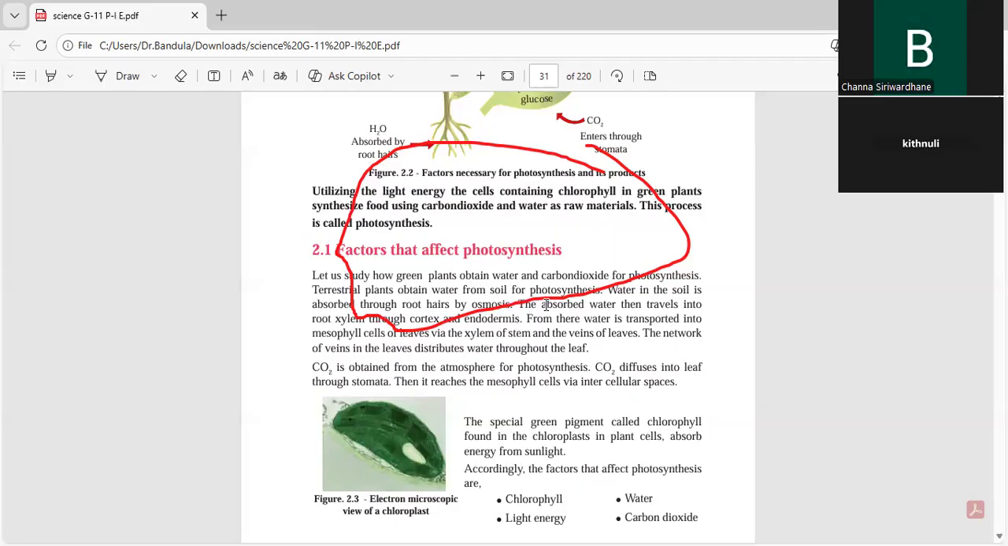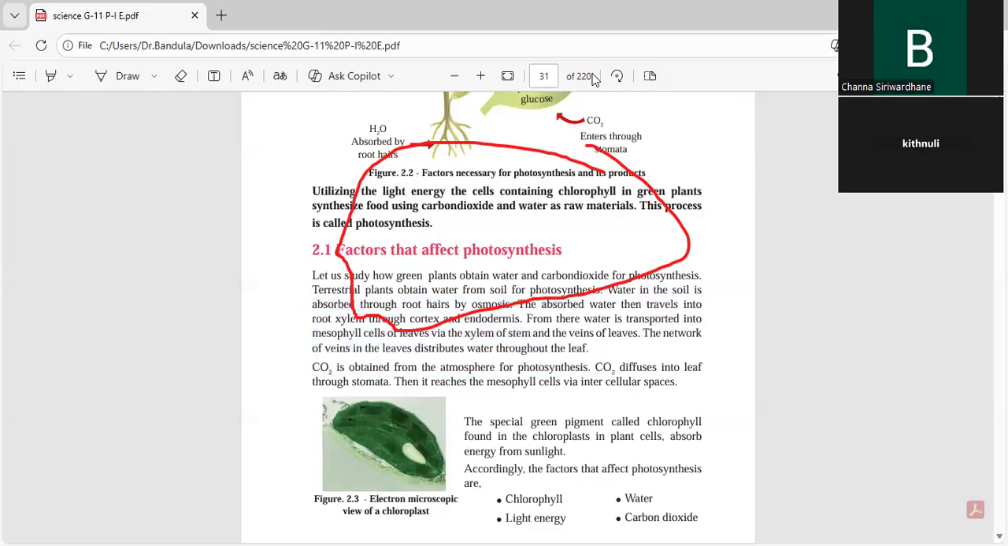Carbon dioxide is obtained from the atmosphere for photosynthesis. Carbon dioxide diffuses into leaf through stomata, then it reaches the mesophyll cells via intercellular spaces. Right. Now, you know this water is absorbed through the root hair by osmosis.